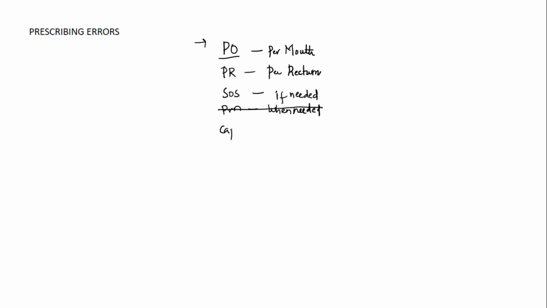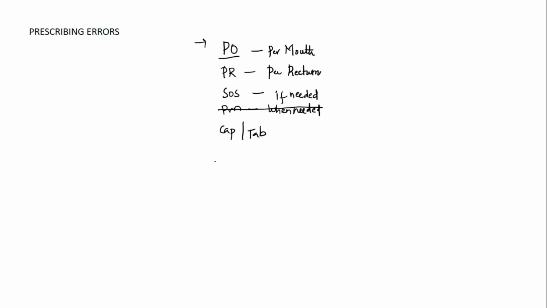So we have cap and tab, capsule and tablet. Some drugs like amoxicillin are only available in capsule form. You cannot write tablet amoxicillin. There are some drugs which are in capsule form. There are some drugs which are in tablet form. You have to be very careful while prescribing that. This is one more important thing.